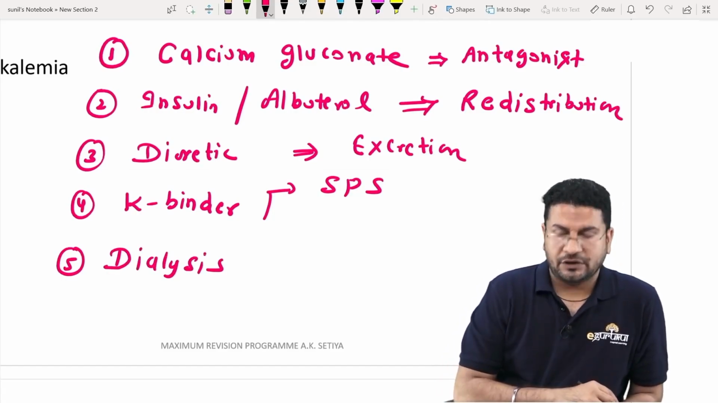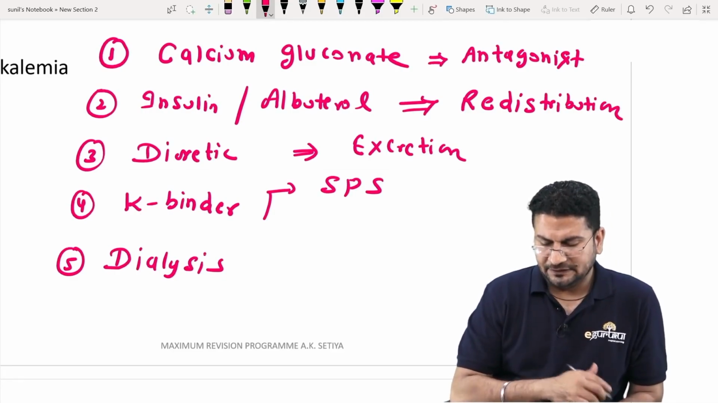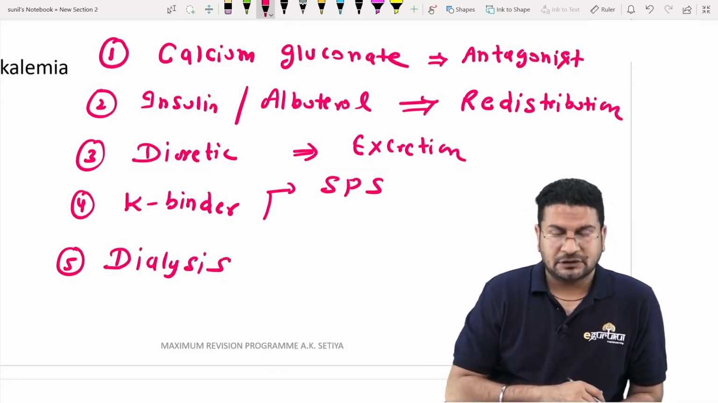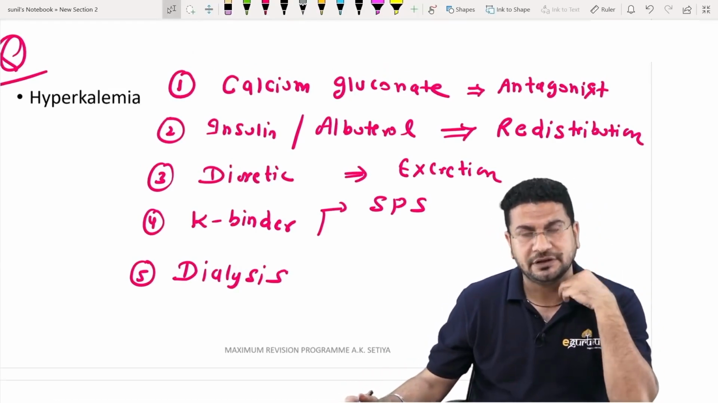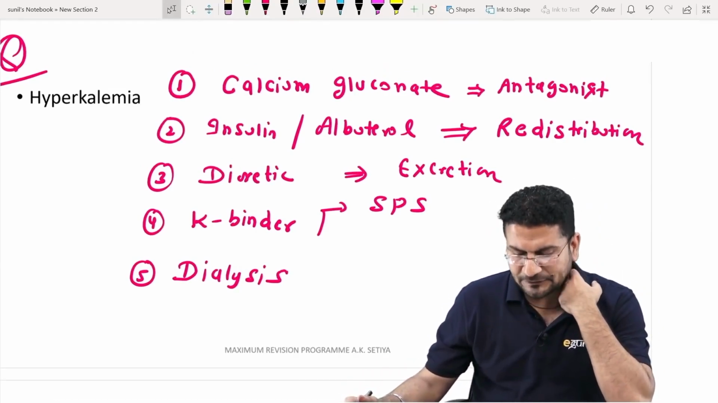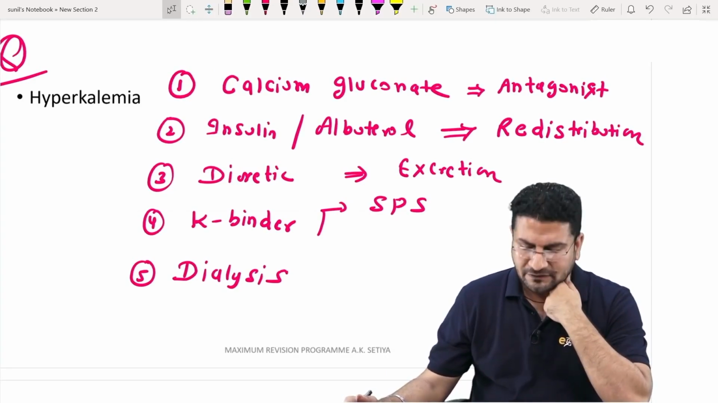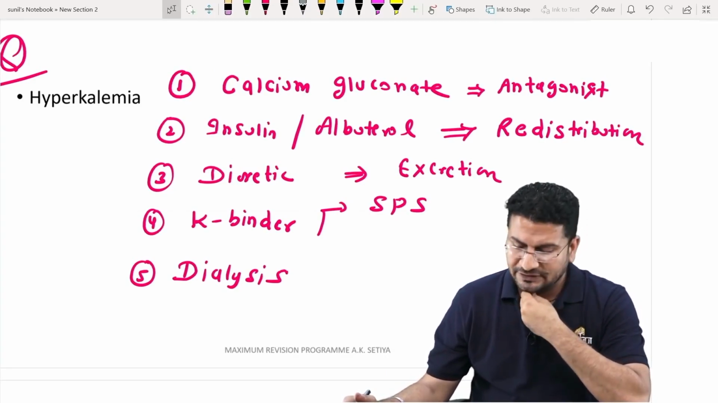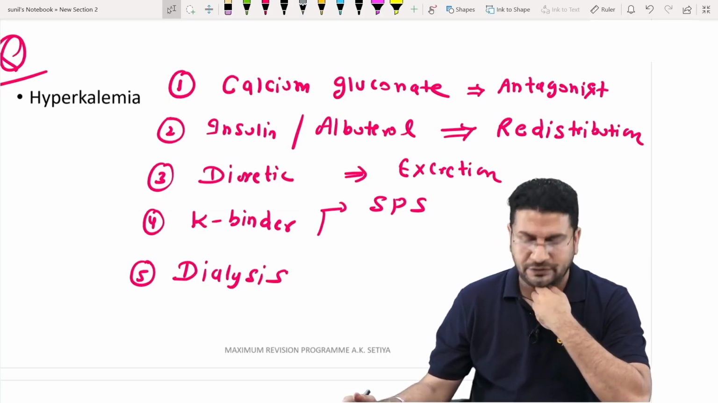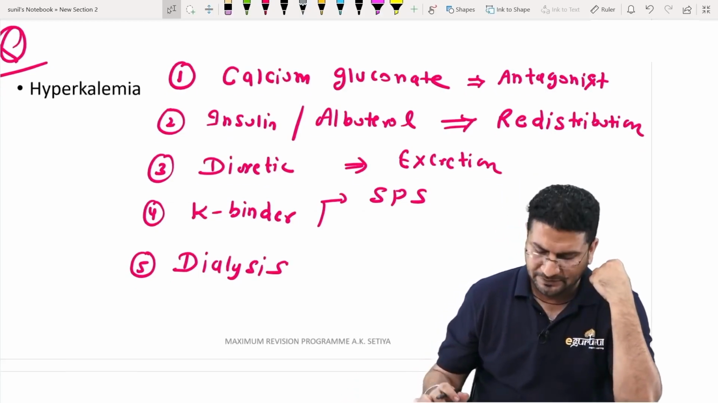Right? What I can recommend is dialysis. So understand this. If I say hyperkalemia, how do we manage? We manage by giving calcium gluconate. We can give insulin, albuterol infusion. We can give diuretics. We can give K binders, like sodium polystyrene sulfonate. And ultimately, the last option will be dialysis.